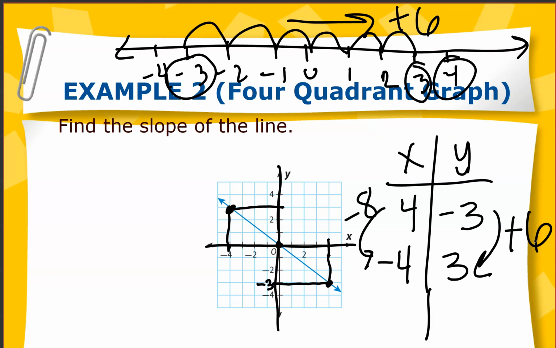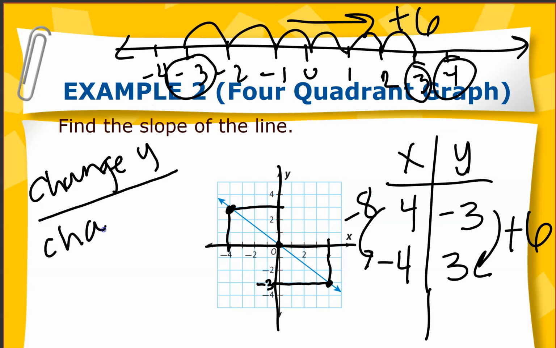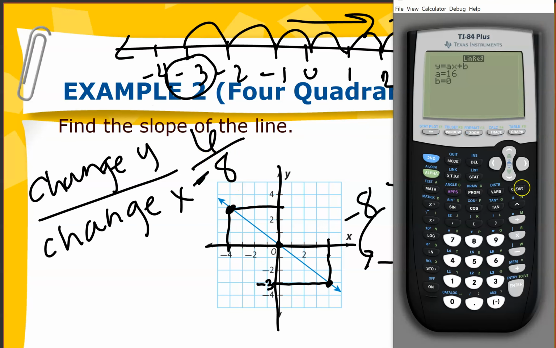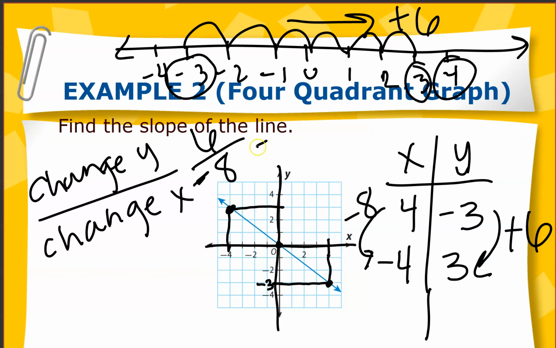Now we're going to divide change in y divided by change in x. So my y changed positive 6. My x changed negative 8. So yes, guys, you got to use the negatives. Please don't forget the negatives. So 6 divided by negative 8. We got negative 0.75. So my constant is negative 0.75.